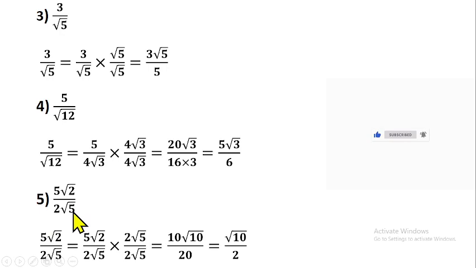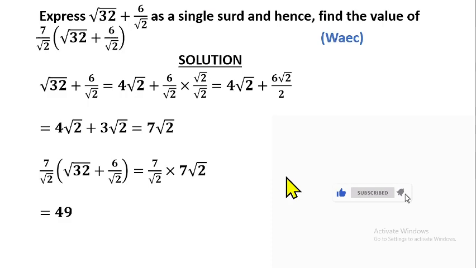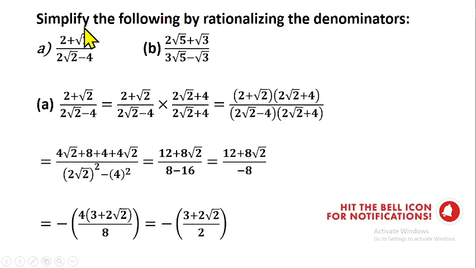But when it comes to a fraction where the denominator is not a single surd, look at it now. You're having 2√2 minus 4 here. Look at this now, you're having minus √3. It could be plus also. So in this case, we are going to rationalize, but we are not going to multiply up and down by these 2√2 only. Rather, you will find the conjugate of the denominator, which you now use to multiply up and down. You find the conjugate of the denominator here.